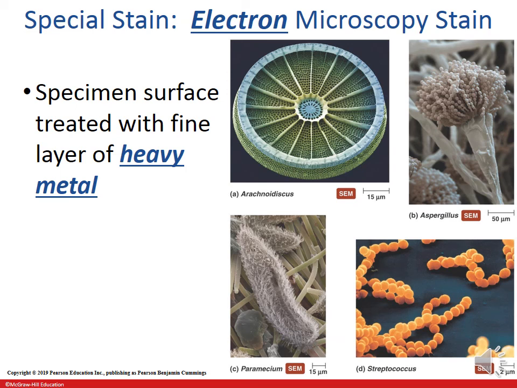But of course, the best detail you can get is with electron microscopy. This requires what I always think of as a little spray tan. They take a very fine heavy metal, usually a combination of gold and palladium and some other heavy metals, and spray it across the surface of the specimen and then bounce electrons off of it. And so you can get incredibly highly detailed specimens.